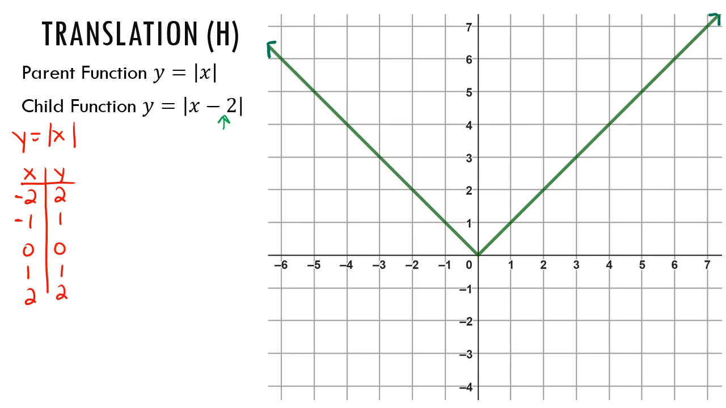Okay, now I care about the child function. Now I'm going to do something a little weird here. When I make my table, instead of putting down the x values, -2, -1, 0, 1, and 2, I'm going to put down the y values instead. So 2, 1, 0, 1, and 2. And I want to figure out what in the world my x values are going to be.